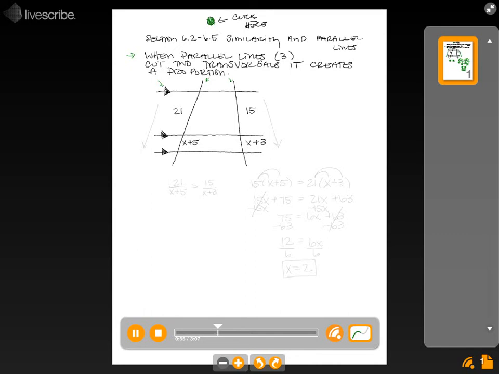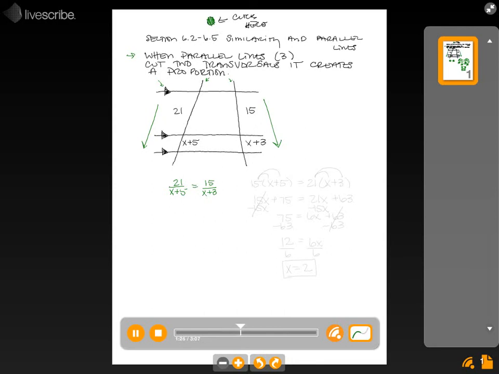And what I like to tell people to do is you go down one side. You can go either up or down, it doesn't matter, but you pick one side and you follow it down or to the left or to the right, whatever direction you want. But you follow it down and you set up a ratio, a fraction. We started at 21 and then we hit x plus 5. We do the same thing on the other side. Equals 15 over x plus 3. And there's our proportion. That's all we have to do to set it up.